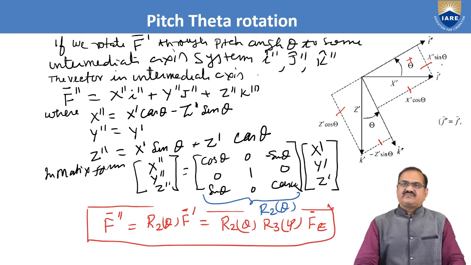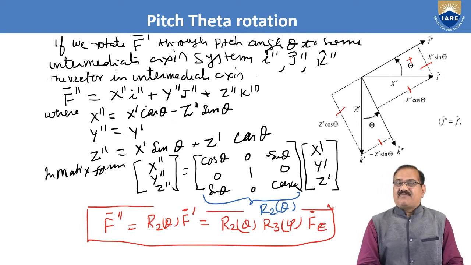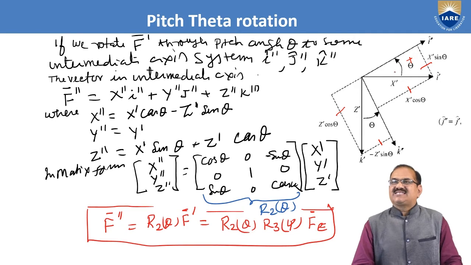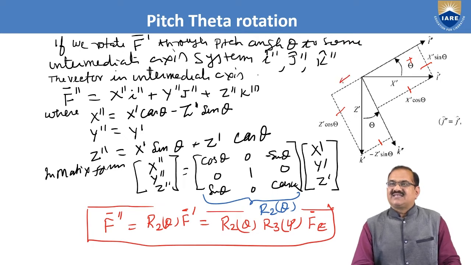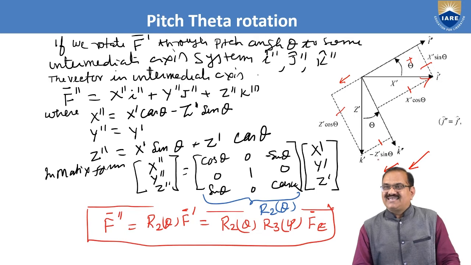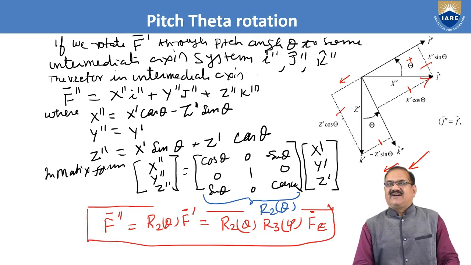So now we have to take X double prime, meaning the new force in X direction. We can see X prime cos theta in this direction, minus this vertical, minus Z prime sine theta. So X double prime is X prime cos theta minus Z prime sine theta.